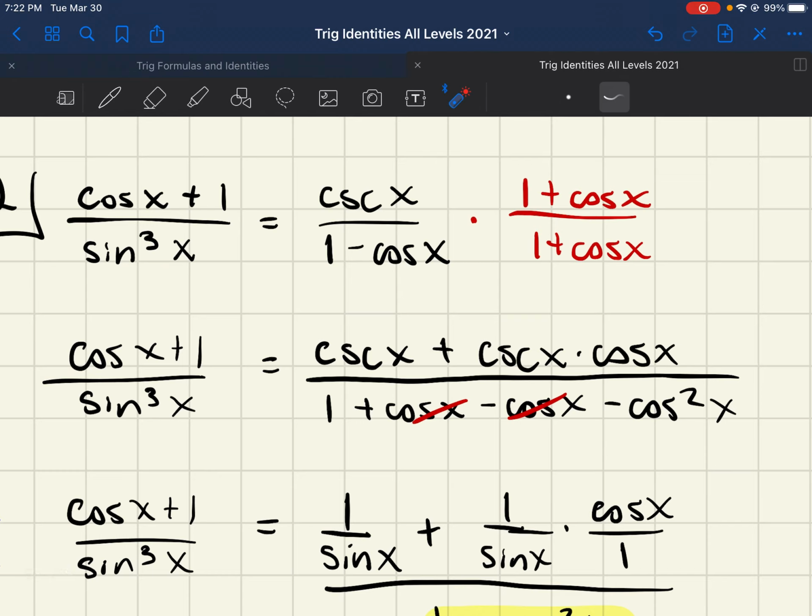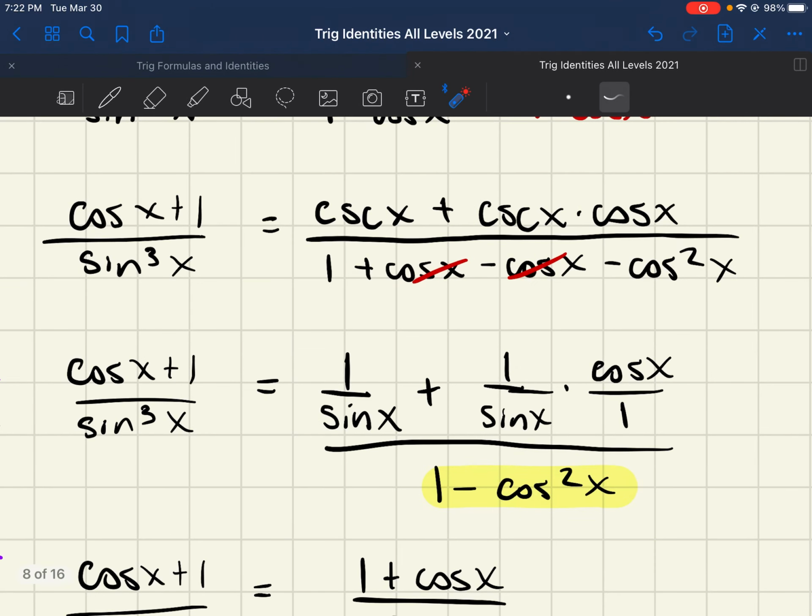Working on the right side, cosecant gets distributed. So cosecant times 1, there's cosecant. Cosecant times cosine, that's just cosecant times cosine. Nothing we can really do there. And then in the denominator, we FOIL. So 1 times 1, there's our 1. 1 times cosine, there's cosine. Negative cosine times 1, there's negative cosine. And negative cosine times cosine, there's negative cosine squared. In that denominator, notice we have some canceling pieces, cosine minus cosine, and we're left with 1 minus cosine squared.